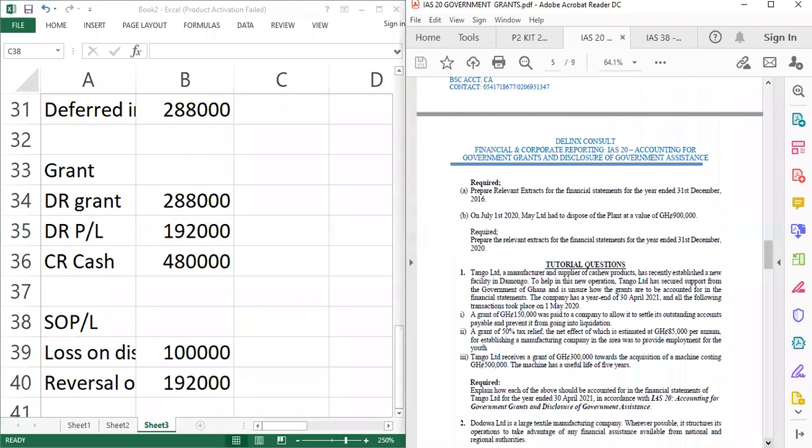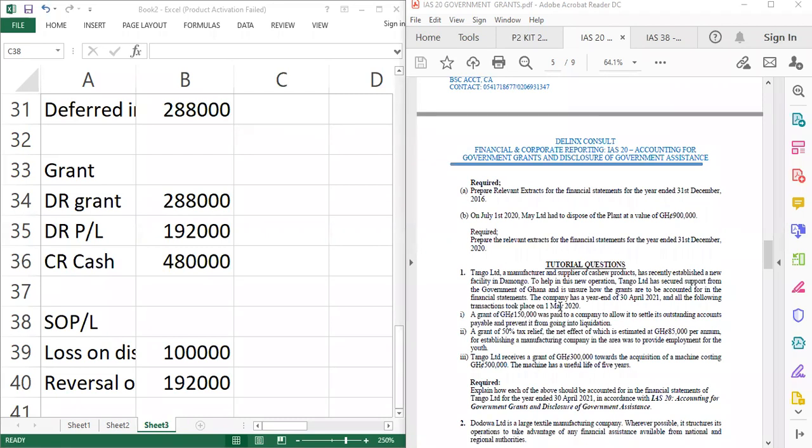Let's look at question 1 and I'll solve another question. Okay, questions 1 and 2, then we just stop on the government grants. Number 1. Tango Limited.